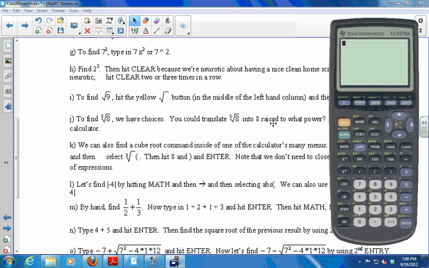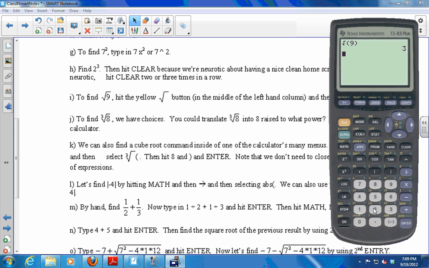To find square root of 9, square root is right here, right above squared, like halfway down on the left. So it's in yellow, so you have to press the yellow button first. And you get 3.